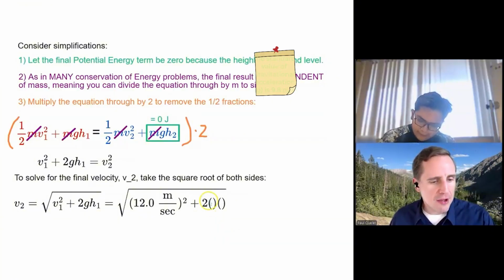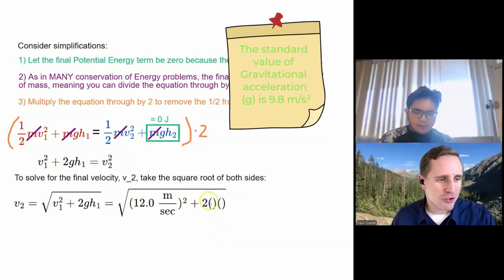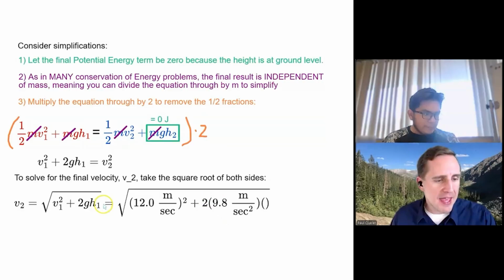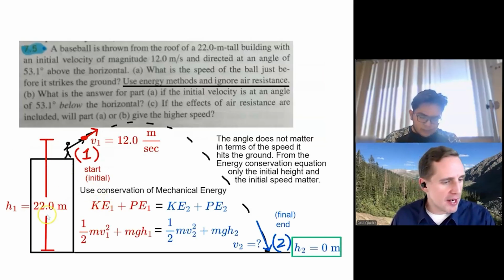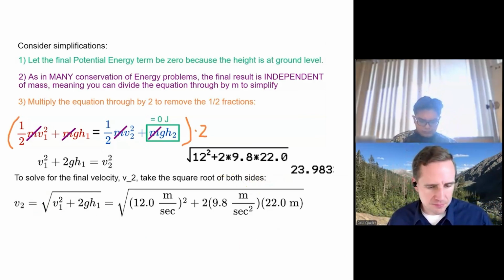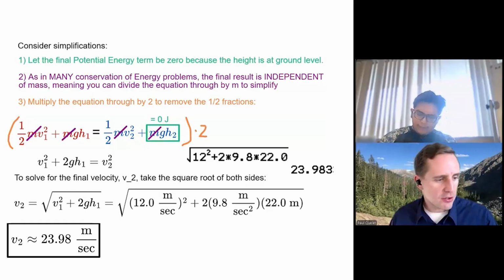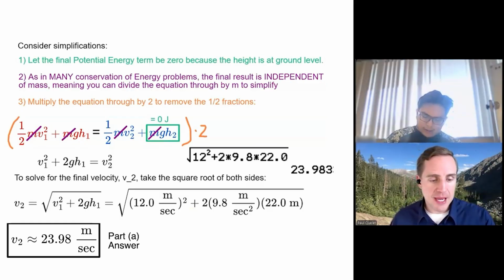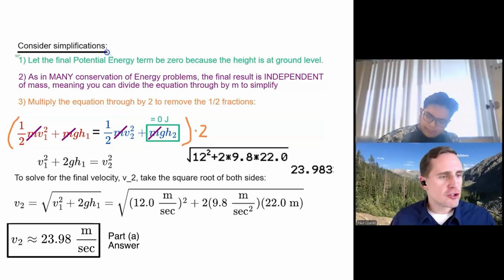Do we always know the value of g? It's the gravity acceleration, which is meters per second squared. And then h1, that was the height of the building given, 22.0 meters. Go ahead and give that a shot on your calculator. Hopefully you get the same thing that I do. So v2, yeah, meters per second. That was the answer to part A. Let's move on to part B.